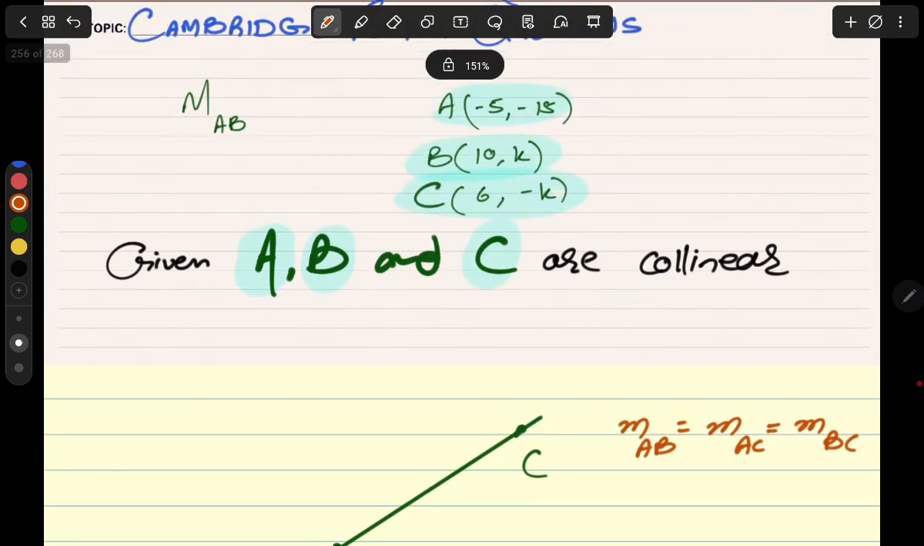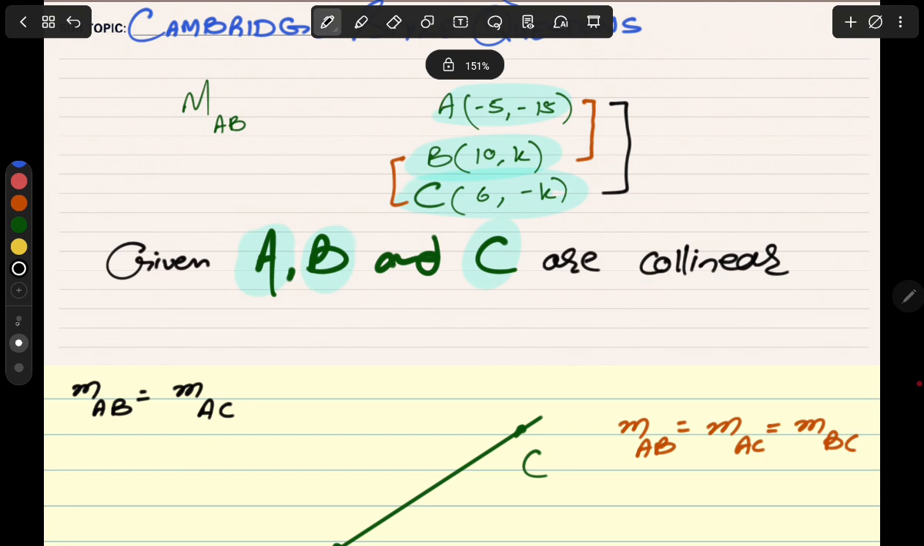Now, in order to find the unknown K, what you can do is you can calculate the gradient between A and B and compare it with the gradient of B and C, or compare it between the gradients of A and C. You could do anything, right? Now let's say I try to do gradient of AB is equal to gradient of AC. Let's do that and see what the value of K shows out to be.